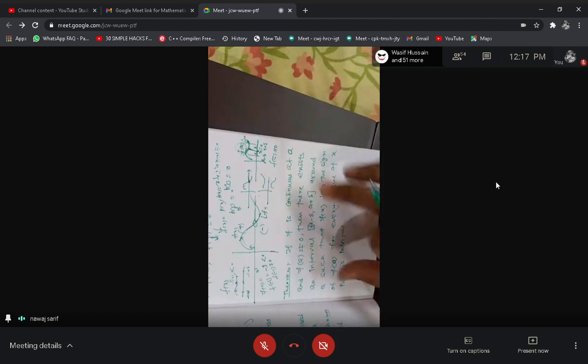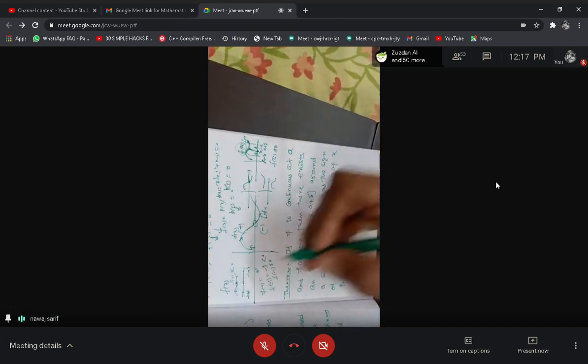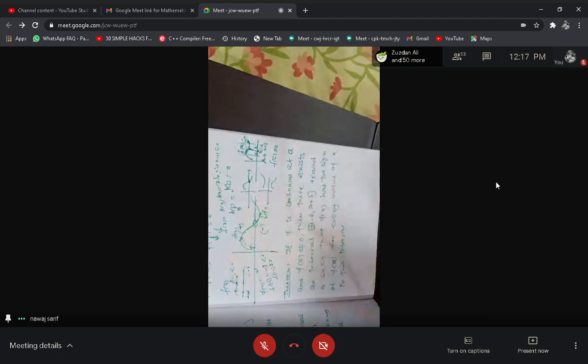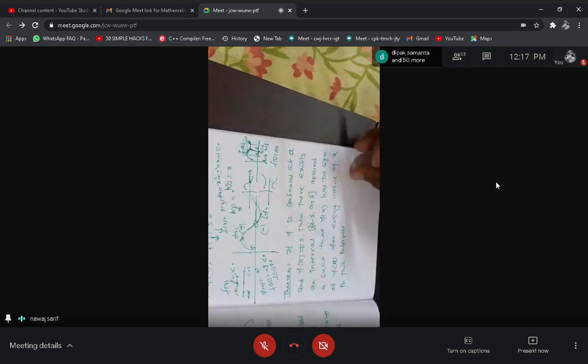Did you understand this theorem? Yes. That means if this sign is not the same, then it cuts the x-axis. Yes, exactly. We have assumed that f(a) is non-zero.